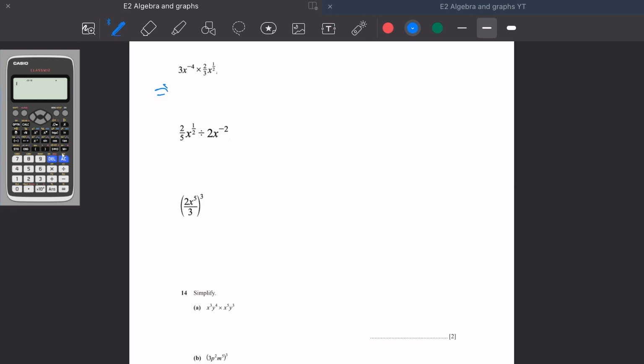Now the first question is 3x to the power negative 4 into 2 over 3 into x to the power half. So 3 into 2 by 3 into x to the negative 4 into x to the 1 half. So 3 and 3 cancels off, becomes 2. Now bases are same, we have to add the powers. So this becomes 2 x to the minus 7 by 2.